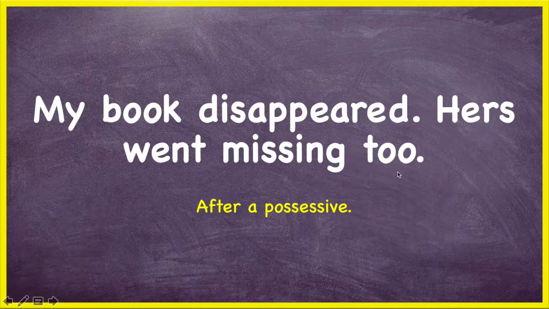Hers went missing too. And notice that this is 2 sentences. So it doesn't necessarily have to be in the same sentence. If we know from the context what we're talking about, then we can omit nouns. We can use nominal ellipsis even in the next sentence, right?